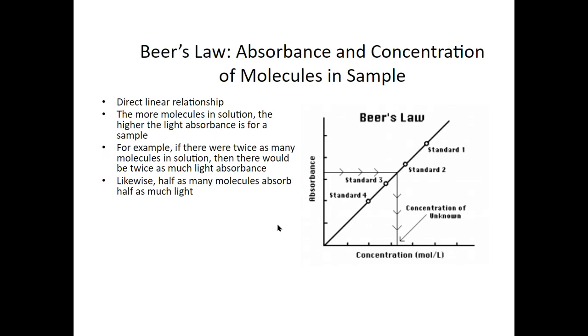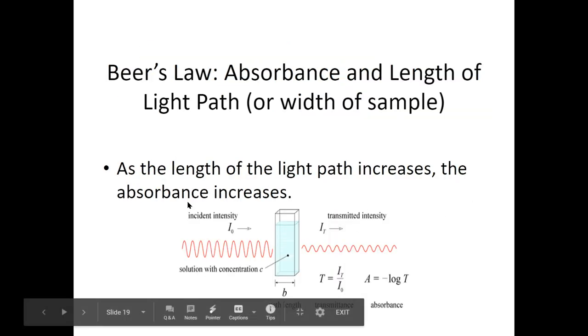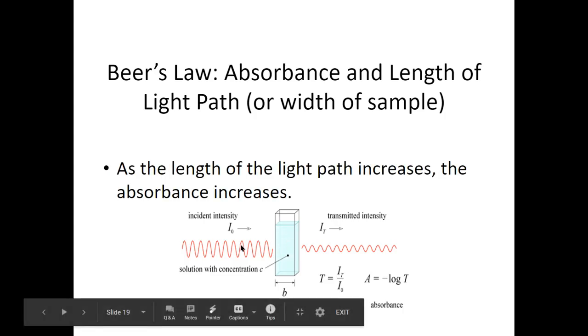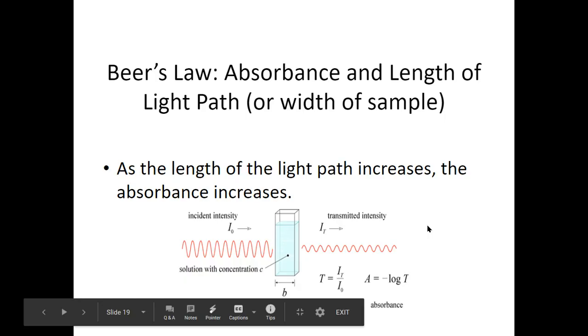Okay, then Beer's law also covers absorbance and length of light path. As the length of the light path increases, the absorbance would increase, which makes sense too. As the path gets larger and larger, more light is absorbed by the sample. But we never really changed that. If you have a different kind of spec, maybe there would be a difference, but it's usually the same for the machines you're working on in the lab, and that stays fixed.